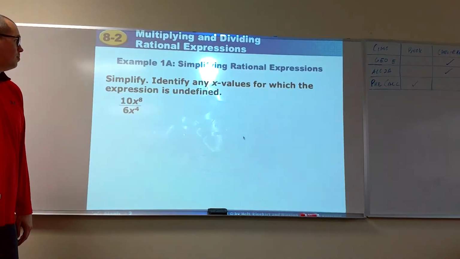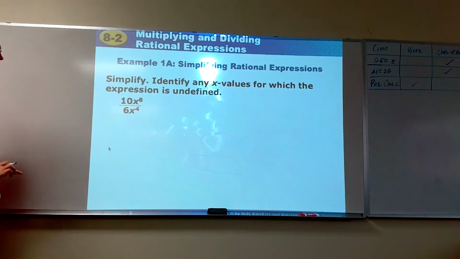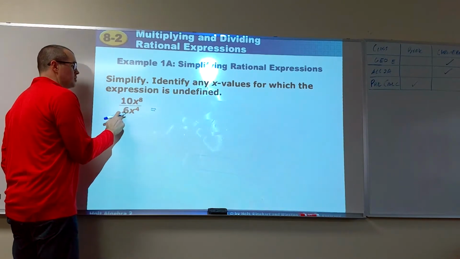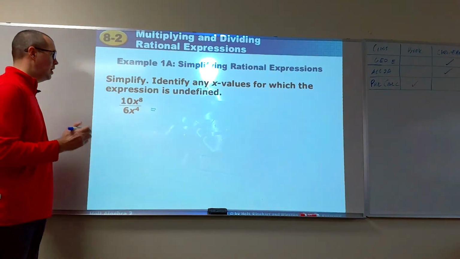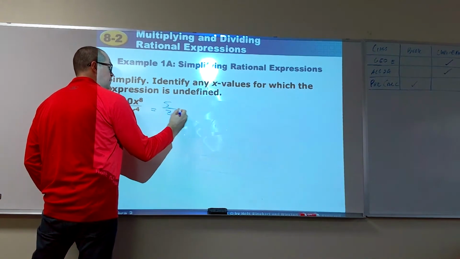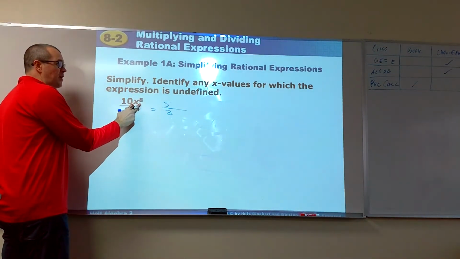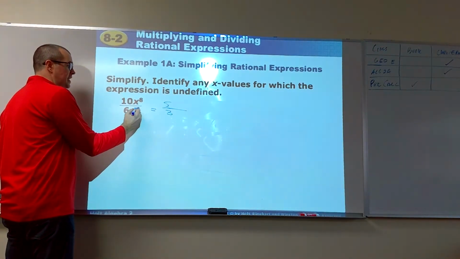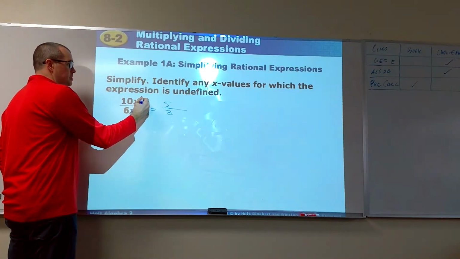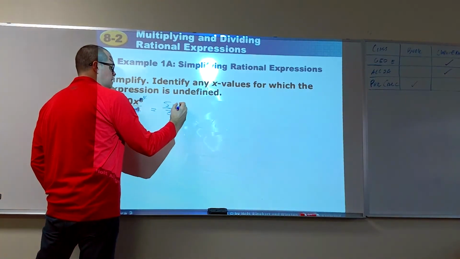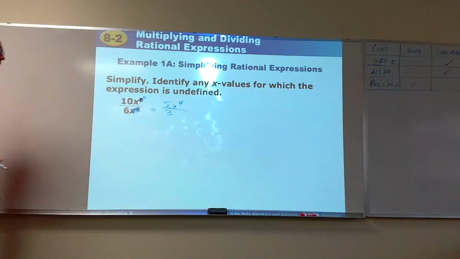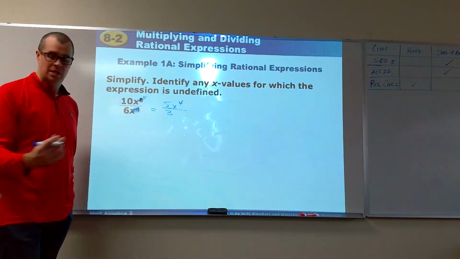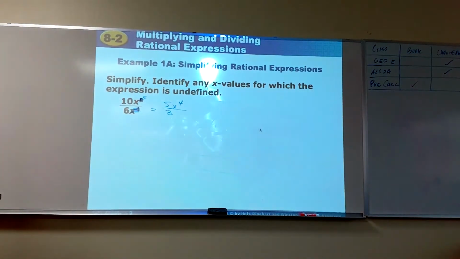Okay? So 10x to the 8th over 6x to the 4th. Well, if you think about this, 10 over 6, what can I reduce that to? Well, that would be 5 over 3. Then I have an x to the 8th on the top and an x to the 4th on the bottom. Well, 8 is bigger than 4, which means I can get rid of all the x's on the bottom, subtract 4 from 8 on the top, and that leaves me with my final answer of 5x to the 4th over 3. So you're just reducing, canceling, dealing with reduction of fractions.